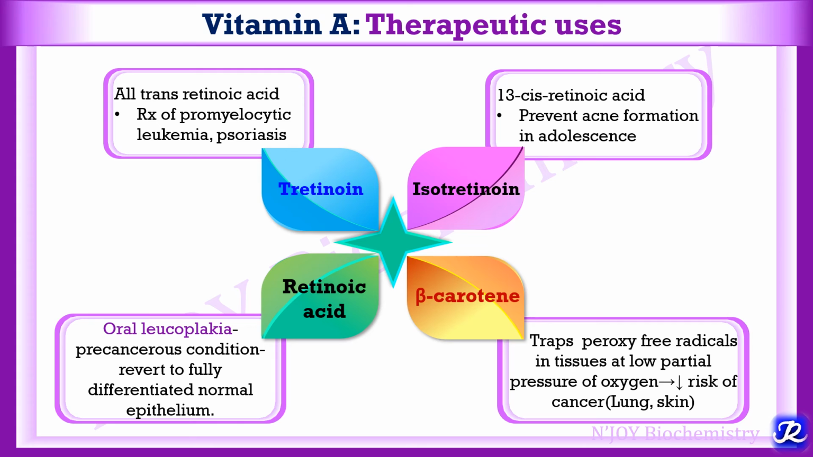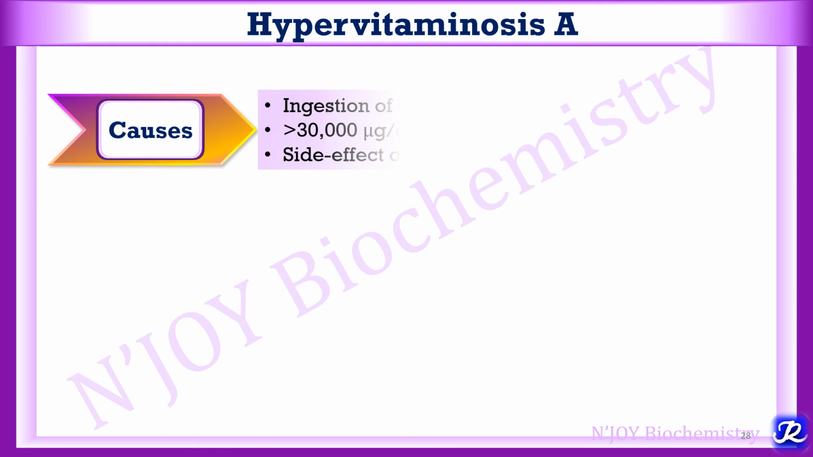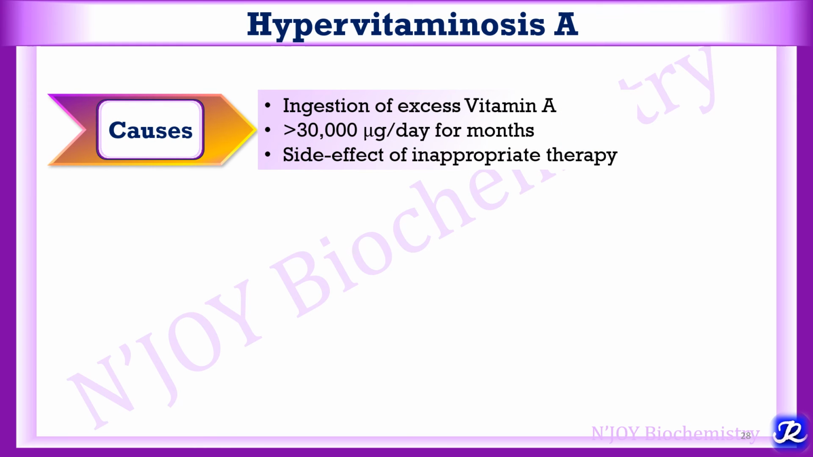And we know that beta carotene is an antioxidant and it is helpful to decrease the risk of various cancers like cancer of lung, skin cancer, etc. What is hypervitaminosis A and what are the causes? If there is ingestion of excess vitamin A, more than 30,000 microgram per day for months, it leads to hypervitaminosis A, and it is due to the side effect of inappropriate therapy of vitamin A.